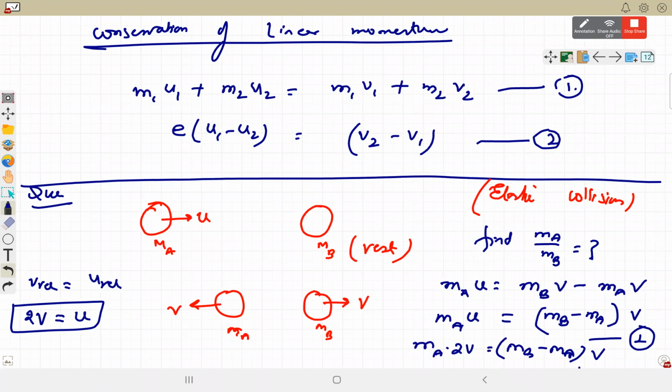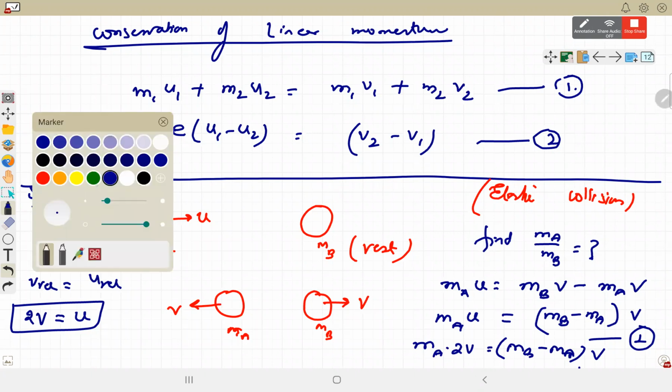Next case is some specific examples like collision with a wall, collision with identical masses, and head-on collision with identical masses.